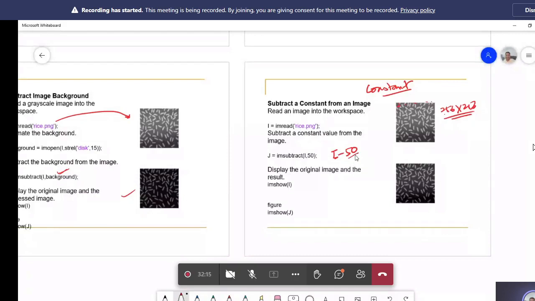So this is the j, this is the i. I is the input image and this is the j output image after subtraction.